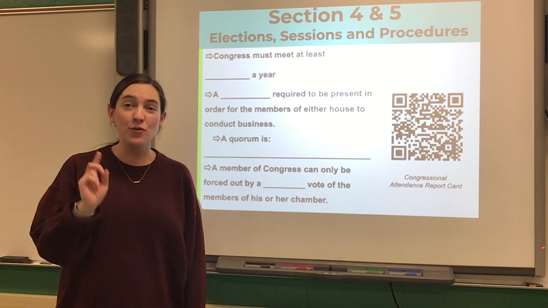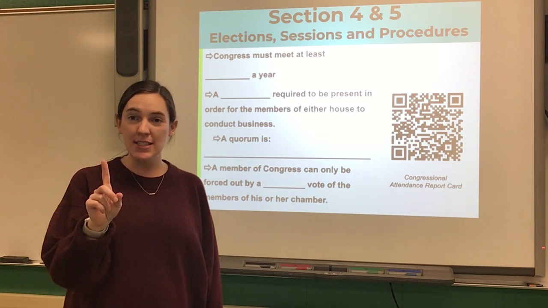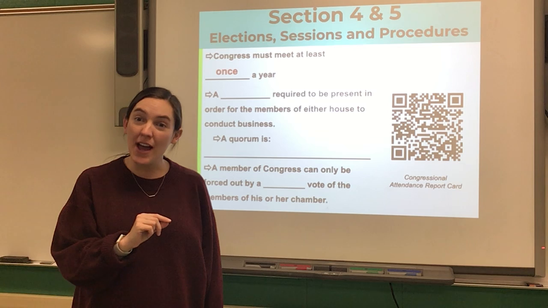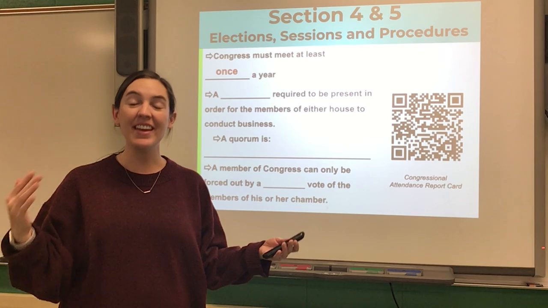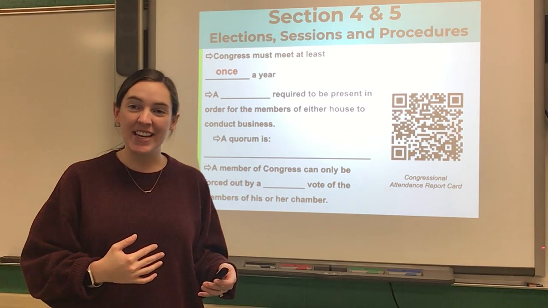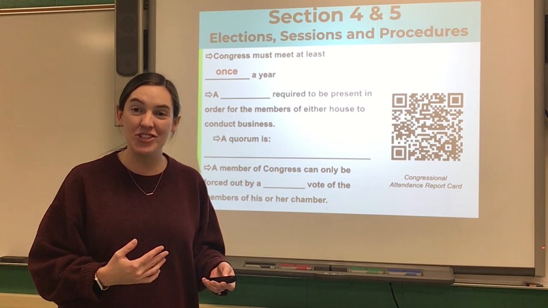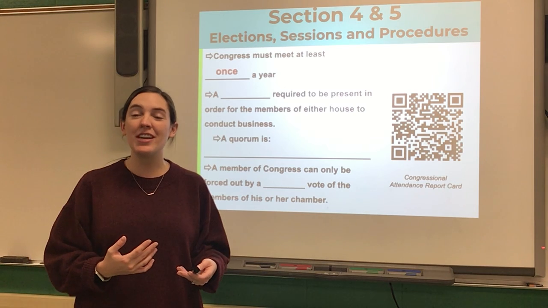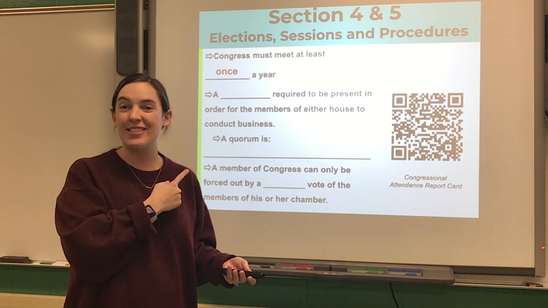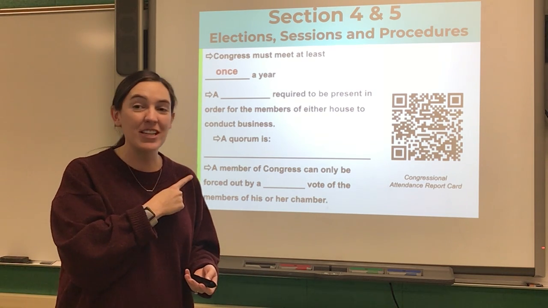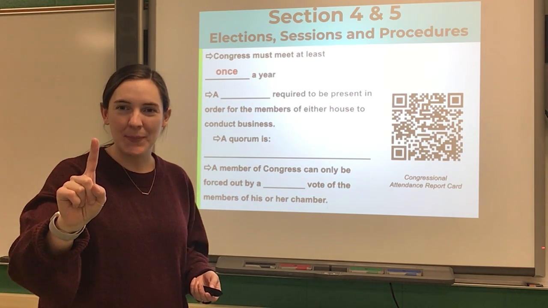So the first rule that was really clear in the Constitution is that Congress must meet at least once a year. Now that might be surprising to you because obviously Congress meets much more than just once a year. With that being said, if you think back to 1787, getting 400 people together or more than that was really, really challenging. Since then, I think it's important to understand that Congress does meet much more than that, but they would need a constitutional amendment to constitutionally change that. However, our founding fathers did only put it in there. Constitutionally, they are only required to meet once a year.